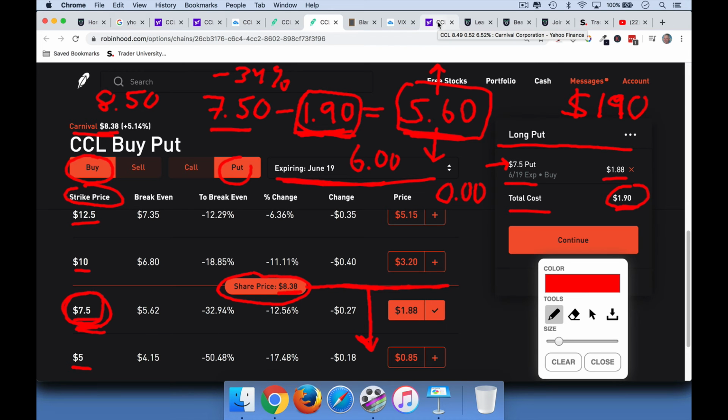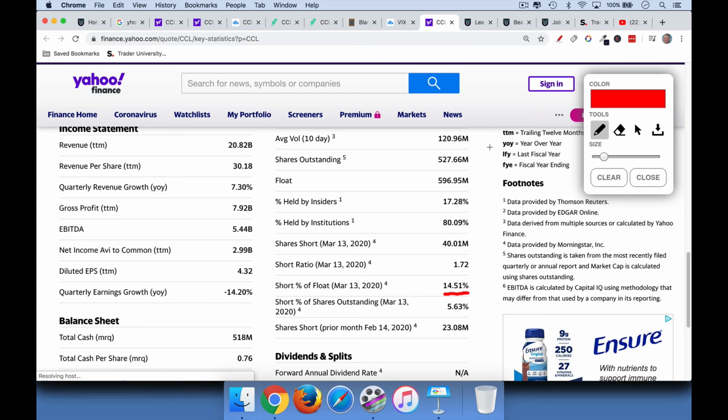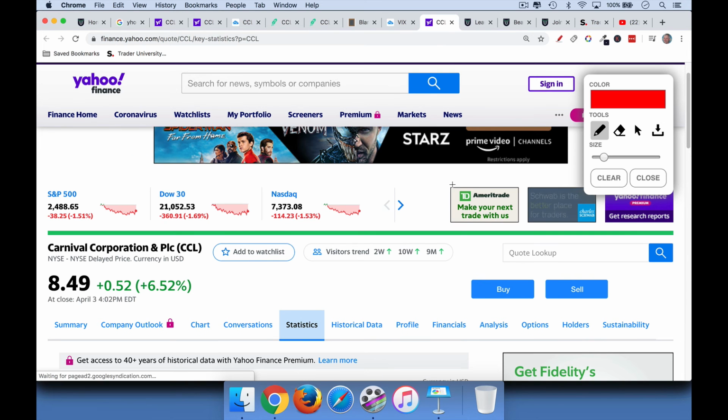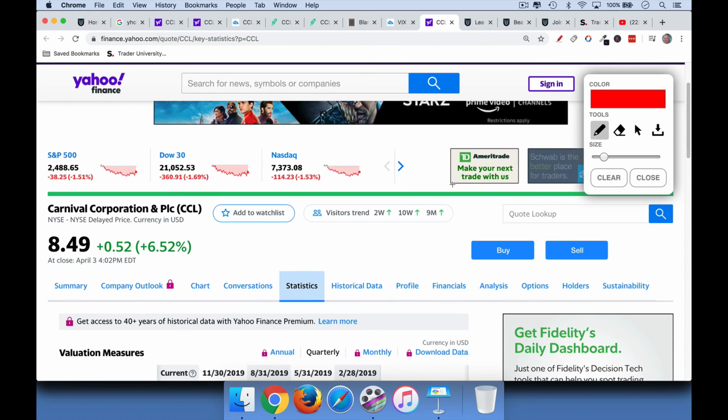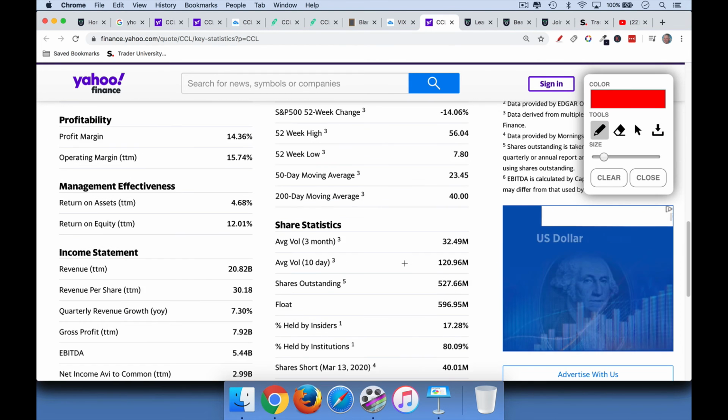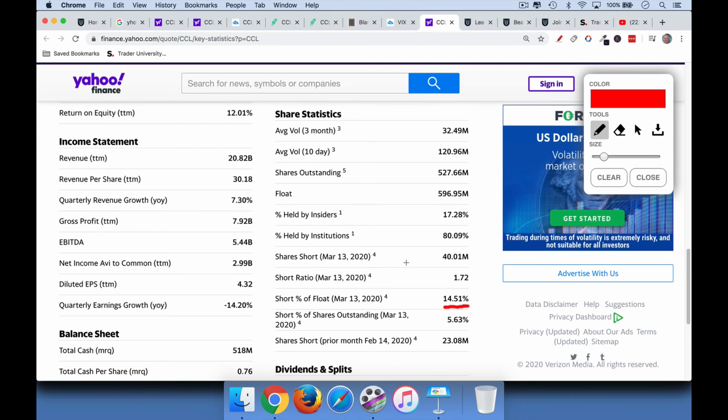Another way to see that these put options are expensive is just to look at the short interest on the stock itself. Now, short interest just is a measurement of how many people are shorting the stock or betting that the stock itself is going to go down. And so if we go back to that same Yahoo page and we click on statistics and scroll down, you can get the short interest information. And so right here, I like to look at short as a percentage of float. Anything over 10% is a fairly highly shorted stock. Currently, Carnival is at 14.51.